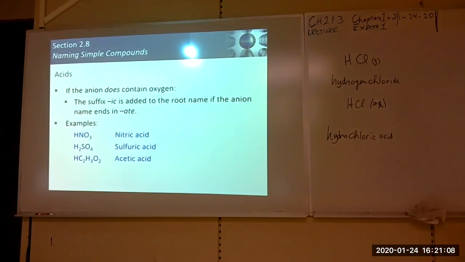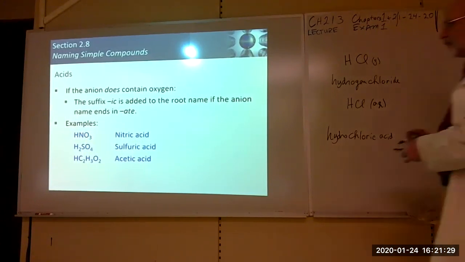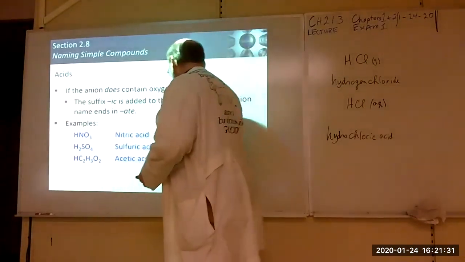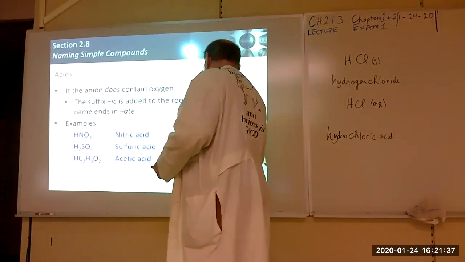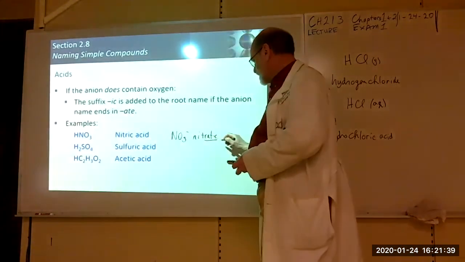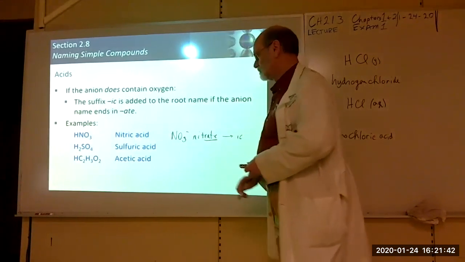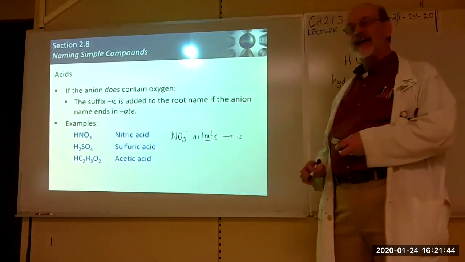Okay, what if you do have oxygen? If there is oxygen in the part of the molecule that's not hydrogen, then you don't say hydro. Hydro's out. What you do is you take the polyatomic, and if it's NO3, the polyatomic is what? Nitrate. The -ate becomes -ic. So nitric acid, that's it.